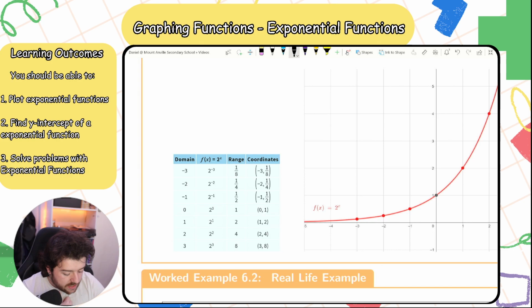So here are all my corresponding points. When x equals minus 2, we have 2 to the power of minus 2, which is 1/4. When x equals minus 1, 2 to the power of minus 1 is equal to 1/2.